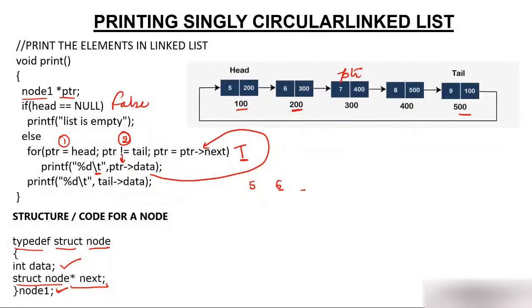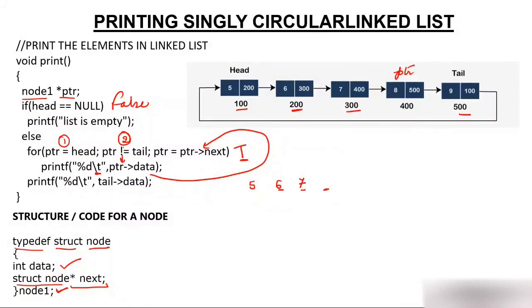Fine. I'll again check, is ptr not equal to tail? Yes, ptr is 300 and 300 is not equal to 500. So condition becomes true. I'll move inside, and I'll print ptr data. What is ptr data now? 7. So I'll print 7 over here, and this tab will give the tab space. Again I'll increment ptr. ptr will have ptr next. What is ptr next? 400. So ptr will move to 400.